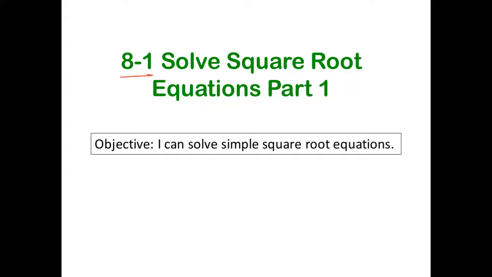And like I said, this is going to be a two-part. This is part one. We're solving square root equations. So specifically, we'll have something like the square root of x equals 16, and then we're going to have to solve for x.